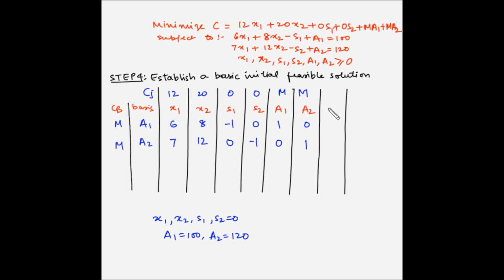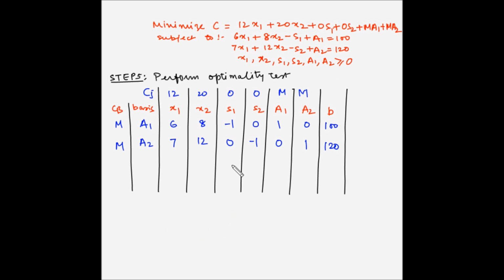And we also need to add another column towards the right hand side of the table. This is represented by B. This is also known as the solution values column. So here the values of a1 and a2 obtained in the basic initial feasible solution are noted down. So a1 is 100 and a2 is 120. So now this is our basic initial feasible solution. Now we'll move to the next step, which is to perform the optimality test on this basic initial feasible solution.